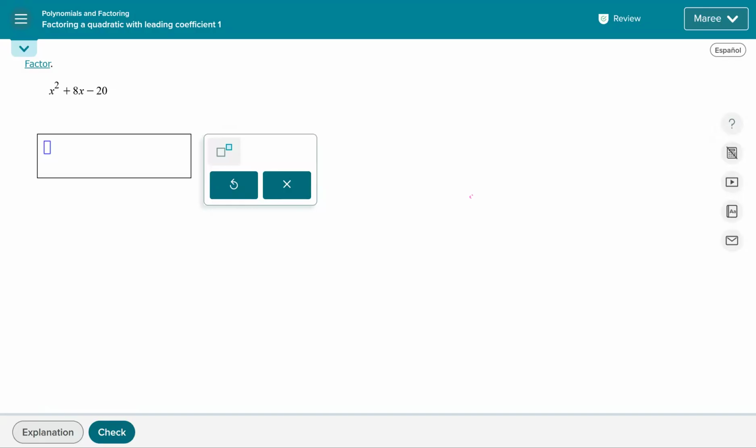This topic is called factoring a quadratic with leading coefficient 1. So when we're factoring, we're basically undoing the multiplication, the distributive property or area model. So we take the first term, it's usually something squared, and we take the square root. So in this case, it's x.